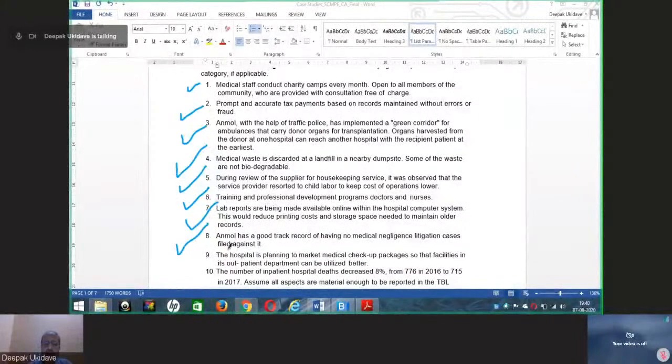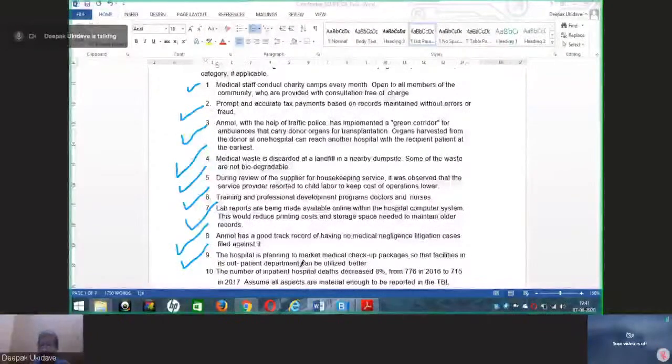So, 8th one, Anmol has a good track record of having no medical negligence litigation cases filed against it. At any point of time, if any party is dissatisfied, aggrieved, then obviously they will file a suit in the court of law, and you have to give valid explanation in the court at the time of hearing. So Anmol has a good track record that there are no such cases filed against the hospital in terms of medical negligence litigation. That's a good thing. So which aspect is being covered and which category is served or taken care of.